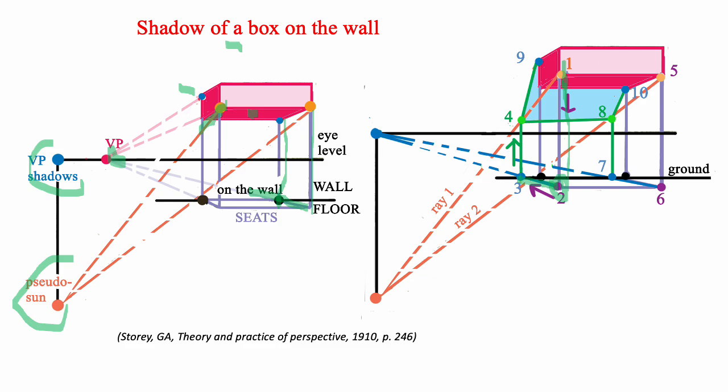Then it goes up to number 4, and when it intersects the light at number 4, that's a point on the shadow. Same over here with number 5. Go down to the bottom of its seat. The shadow line will go toward the shadow vanishing point, and when it hits the wall, it goes vertically up, and where it intersects the light is a point on the shadow.